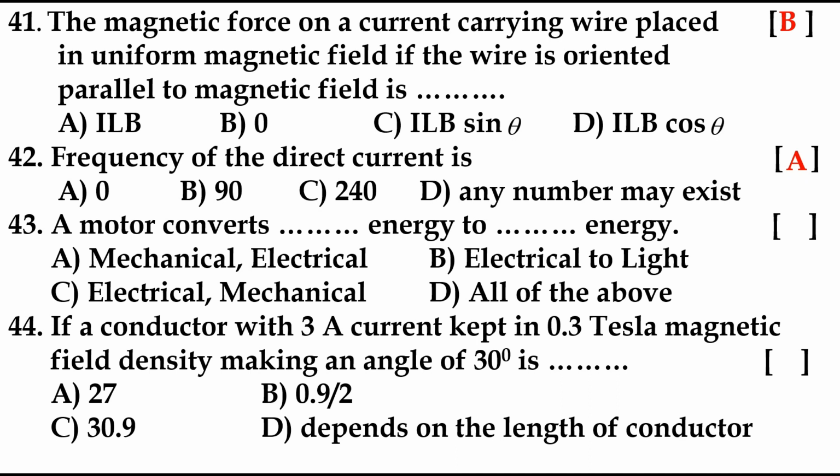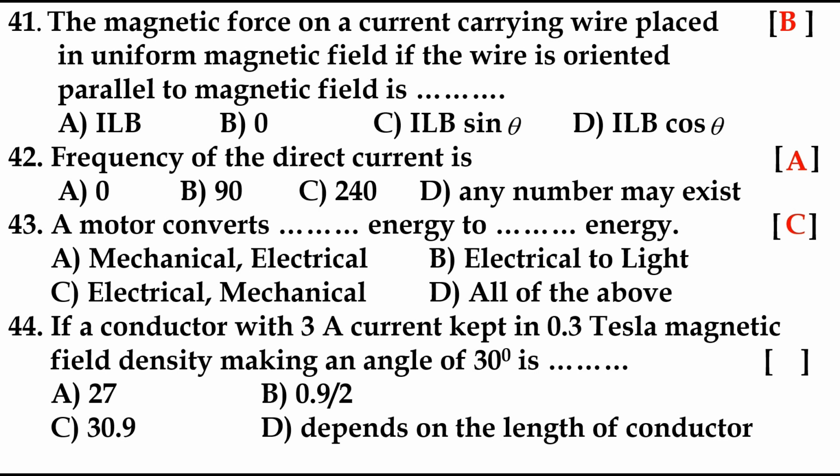43. A motor converts dash energy to dash energy. A. Mechanical to electrical. B. Electrical to light. C. Electrical to mechanical. D. All of the above. Answer is option C, electrical to mechanical.